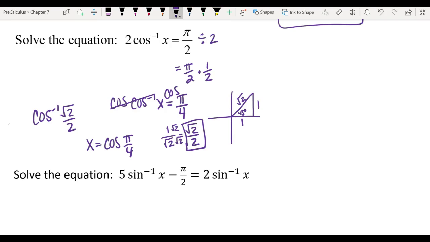Caitlin. So you're going to use the graph when it's like 1, 0, okay? You do the triangle when it's things like pi over 4, pi over 6, pi over 3, that kind of stuff. So when it's whole numbers, use the graph. 1, 0, -1.